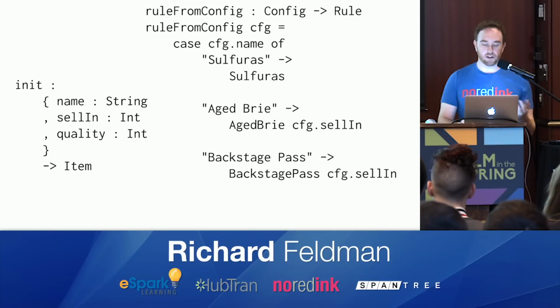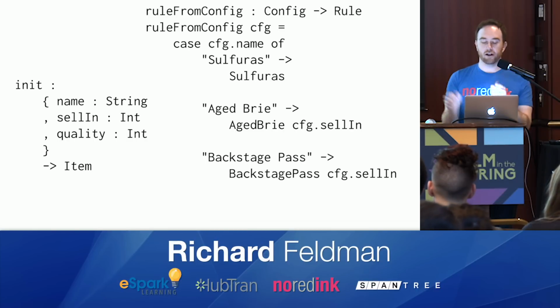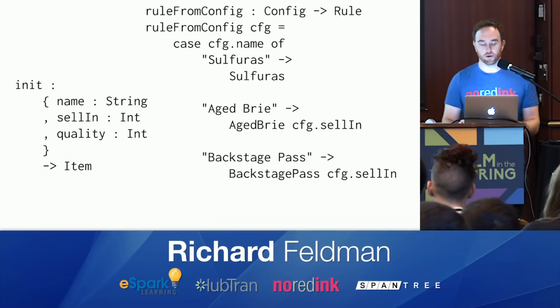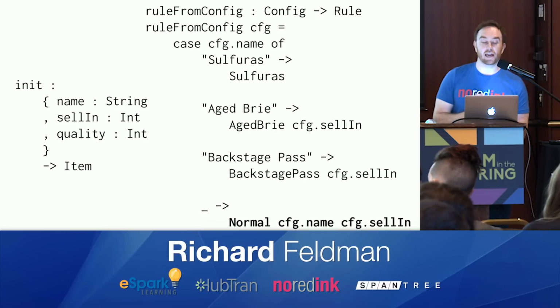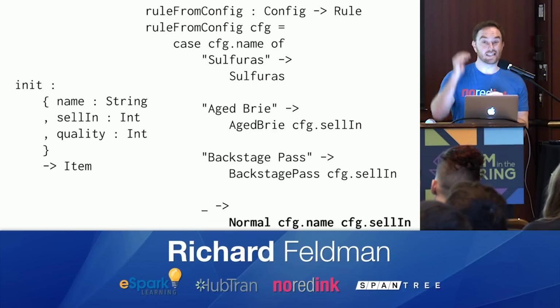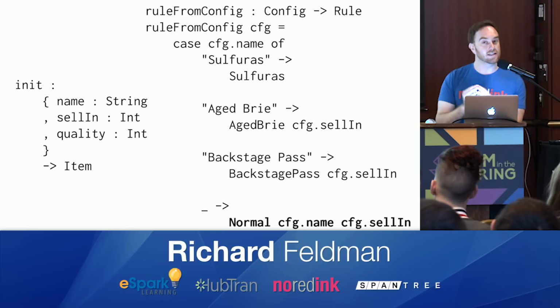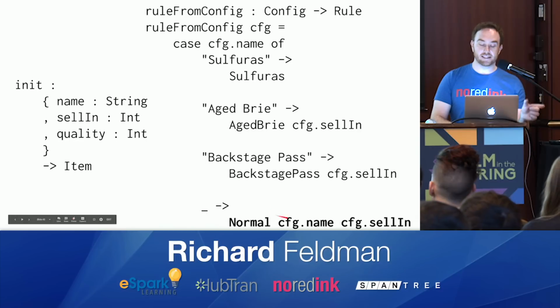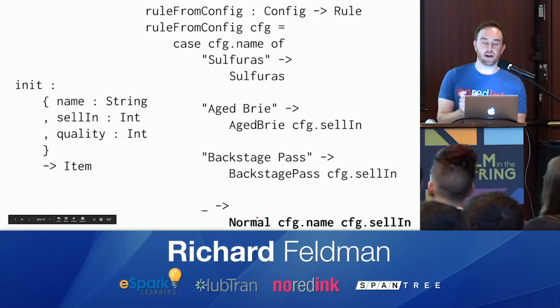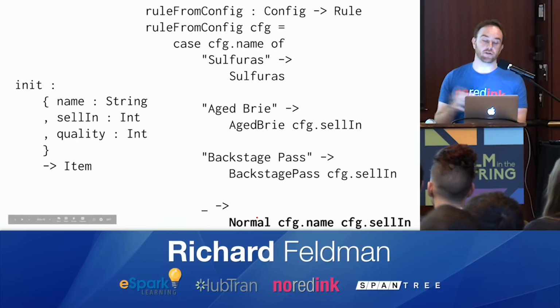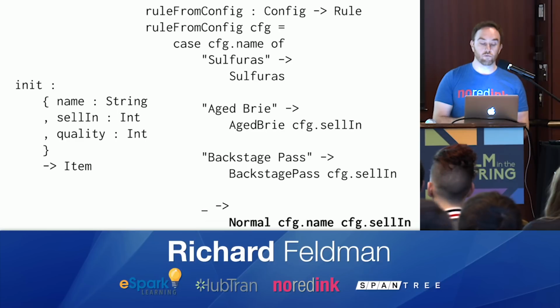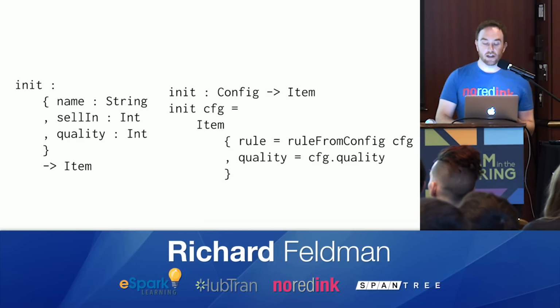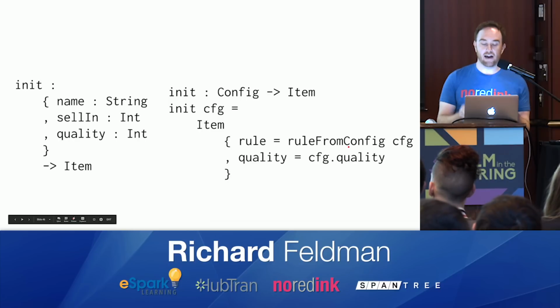Okay, Backstage Pass works basically the same way as Aged Brie. Give me the string and I'll translate it into the internal rule. And finally, we have a default case here, which is to say, if the name is not one of these explicit three edge cases that we're dealing with, then we're going to take the name that was passed in and use that to construct a Normal value. Because remember, normal items can have different names. All right, so this is our ruleFromConfig implementation. Great, now we can call that, and now we actually have an internal rule.